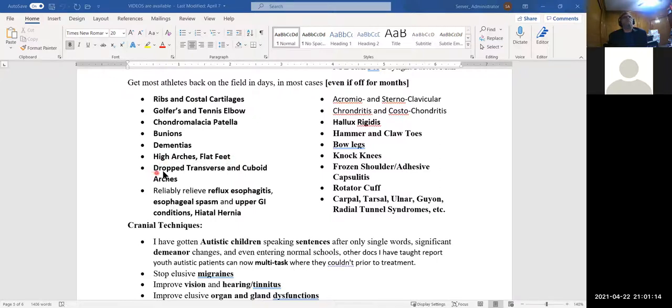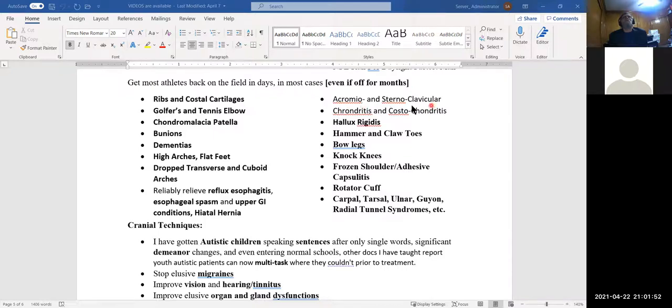Something else: high arches, flat feet, pes planus, pes cavus, dropping transverse and cuboid arches. Relieve reflux esophagitis, esophageal spasm, upper GI conditions, hiatal hernia. This is an osseous adjustment. You're not adjusting the stomach down. That is relieving a symptom, like kinesiology teaches. We show you, and it's very instantaneous results, and it's very easy to do.